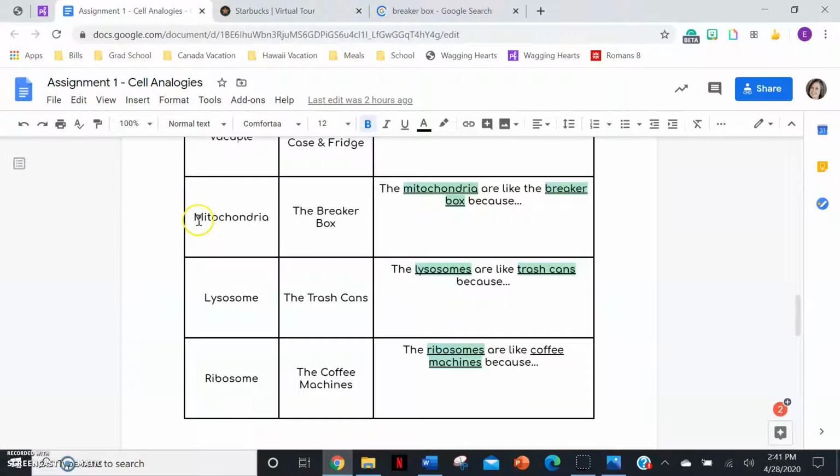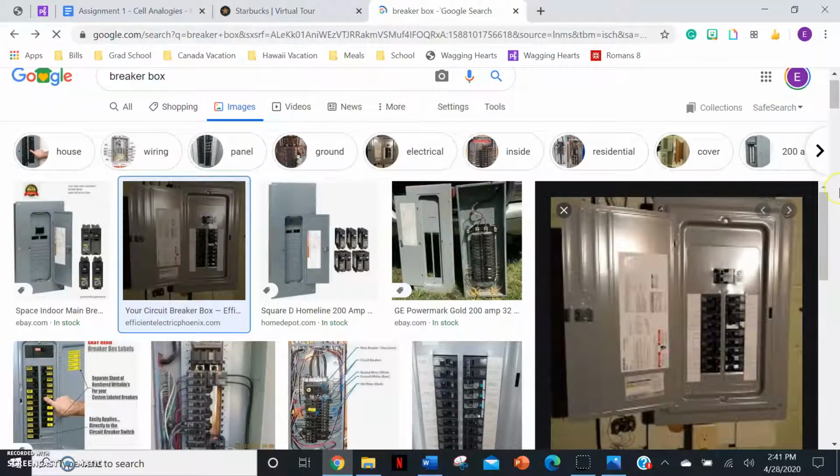In the next one, it compares the mitochondria to the breaker box. Now, you may not know what a breaker box is, and I couldn't find one in this virtual tour, but I know it's probably in the back room. If you don't know what a breaker box is, have you ever seen one of these in your house before? If you haven't, I challenge you to ask your parents, where's the breaker box in your house?